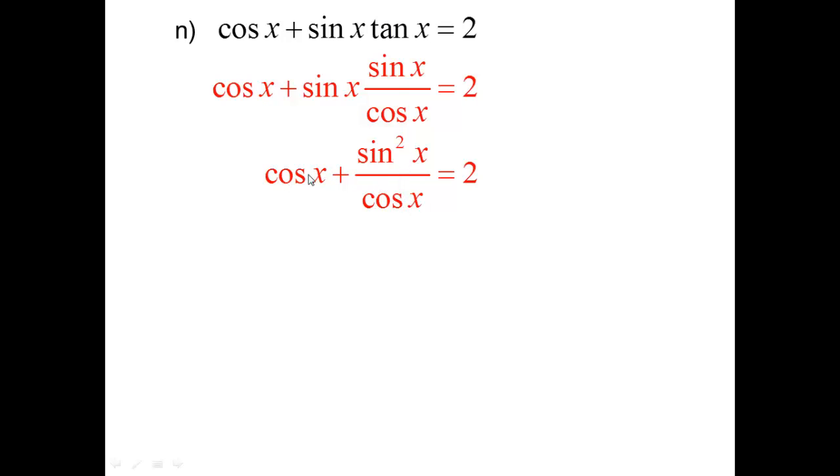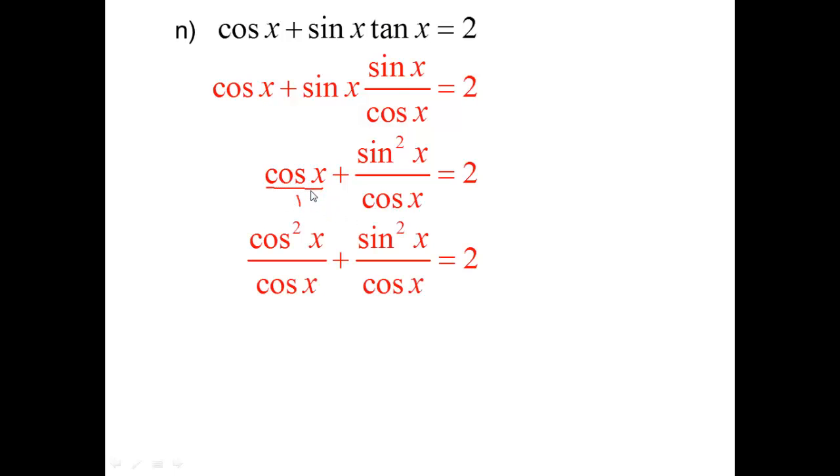Now I can realize that, hey, I've got cosine plus a fraction. If I want to add these together, I would need a common denominator. For cosine, that's really cosine over 1, and the common denominator will just be cosine itself. So I can just turn that cosine into a cosine squared over cosine. Now I have a common denominator, so I can add them together. I get cosine squared plus sine squared. And I should hopefully realize cosine squared plus sine squared, that's just 1. That's our original Pythagorean identity. Cosine squared plus sine squared equals 1. So I'll just replace it with 1.